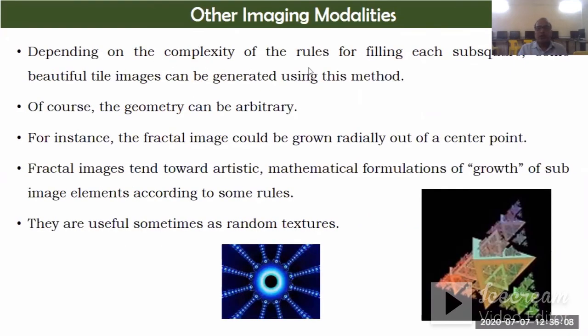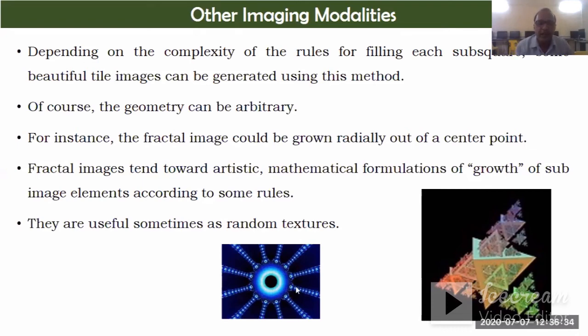So depending on the complexity of the rules for filling the subsquare, some beautiful tile images will be generated. Okay. Of course, the geometry can be important. For instance, a fractal image could grow rapidly out of the center point. The fractal image tends towards some arithmetic mathematical formula which is used to grow the sub image elements.